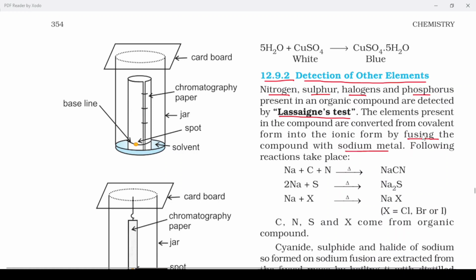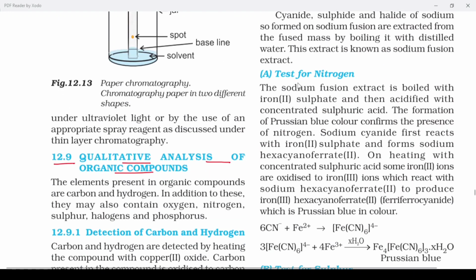using sodium metal. Why do we have to do the fusion? We do the fusion to convert the covalent bonds of these elements to ionic bonds. Basically, in the organic compound these elements are bonded covalently. First we have to convert this covalent bond to an ionic bond. That's why we do the sodium metal fusion. If nitrogen is present, it will form NaCN. If sulfur is present, it will form Na2S. If halogen is present, it will form NaX. Then their individual detection tests are given.